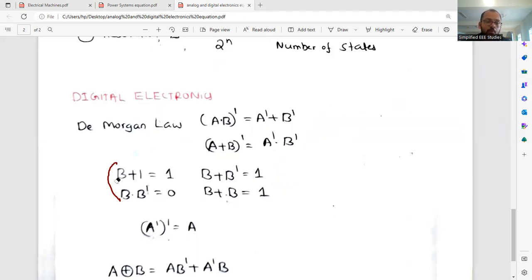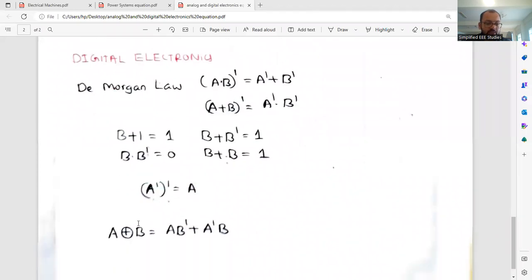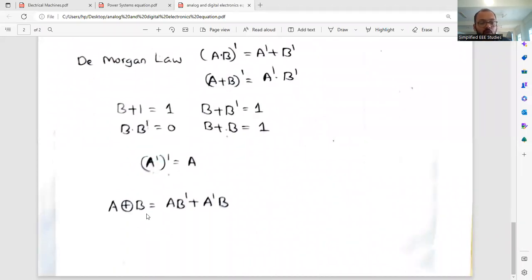Next is the XOR operation. Expression for XOR: A XOR B is equal to A B bar plus A bar B. Whenever you are solving adder circuits or subtractor circuits, you can make use of this. So this is actually very important.